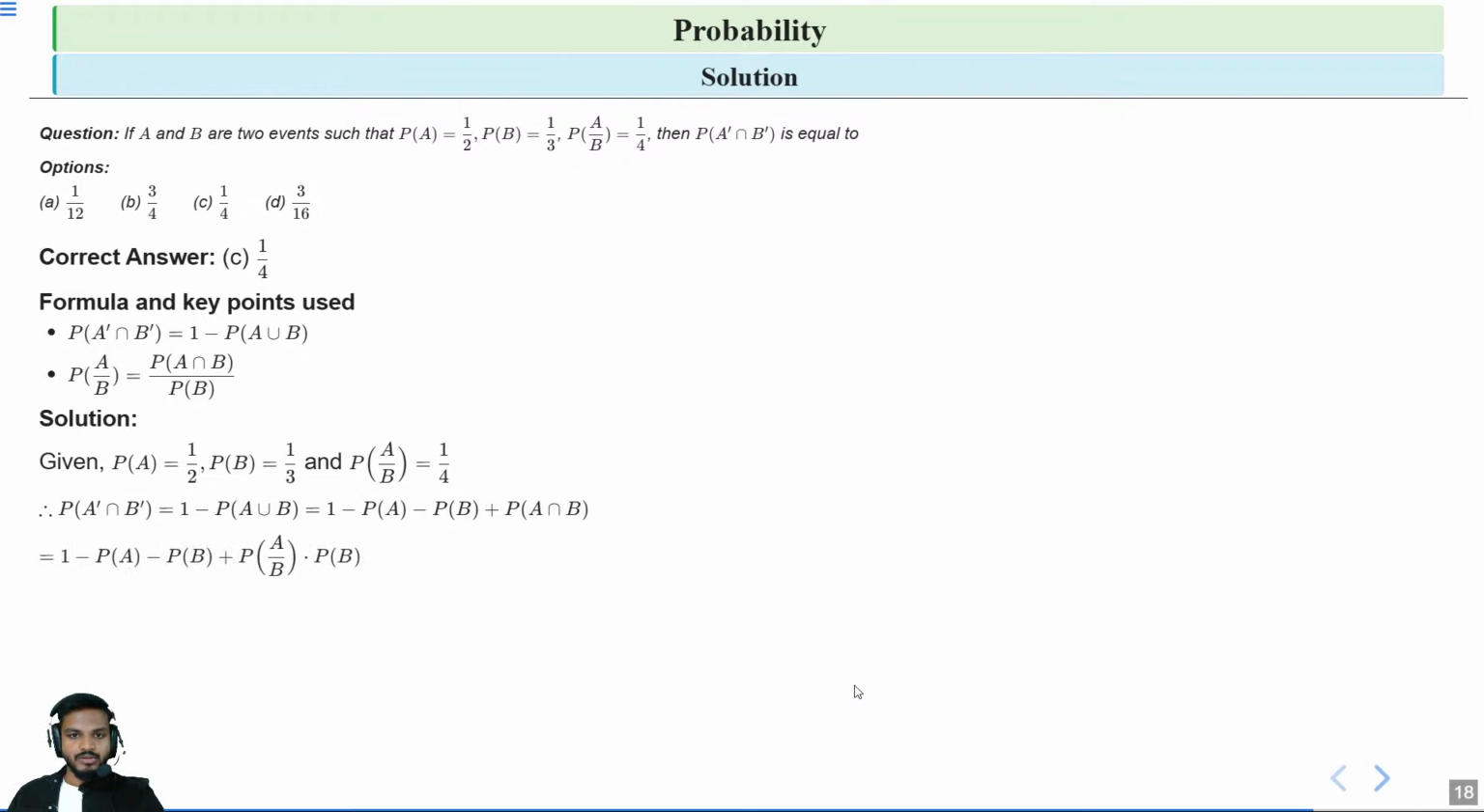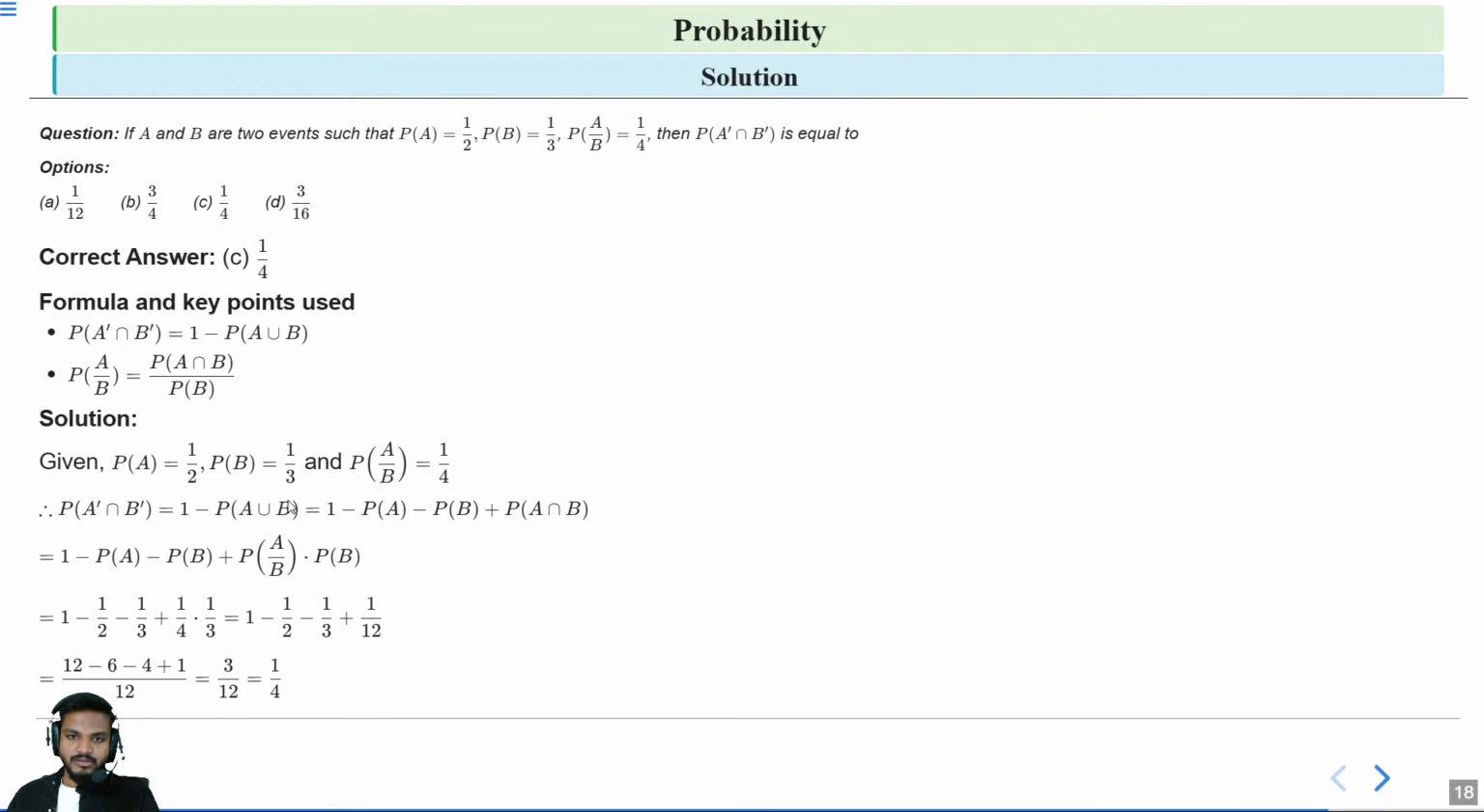So probability of A intersection B. If you apply the formula of probability of A given B, from there we get probability of A intersection B is probability of B into probability of A given B. So now we have all these values. So put the values. So we get 1 minus 1 by 2 minus 1 by 3 plus 1 by 4 into 1 by 3. That is 1 minus 1 by 2 minus 1 by 3 plus 1 by 12. If we simplify this, we get 1 by 4. So correct answer is 1 by 4. Okay.